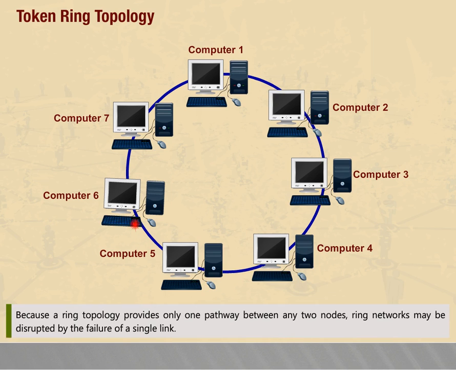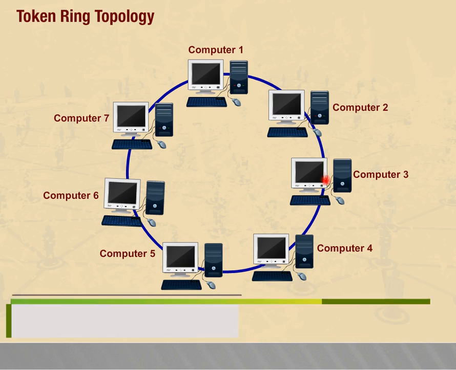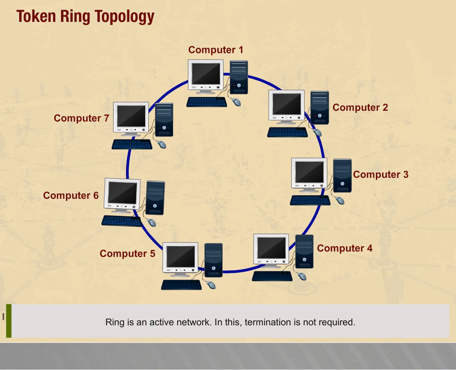Because a ring topology provides only one pathway between any two nodes, ring networks may be disrupted by the failure of a single link. Ring is an active network. In this, termination is not required.